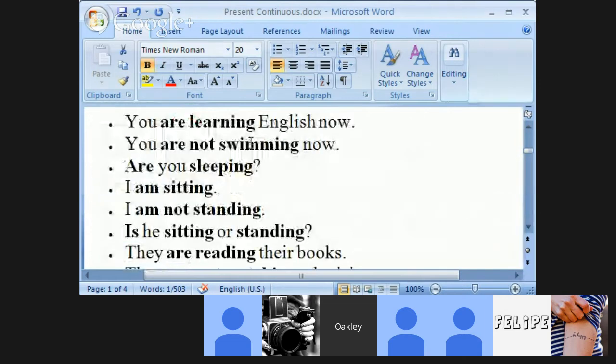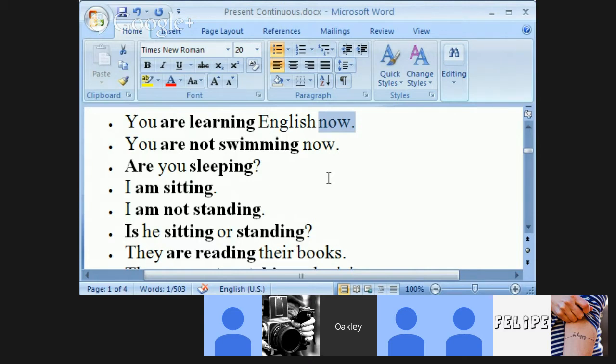To talk about actions happening in a photograph, we use this same usage. For example, you are learning English now, or I hope you are. In the negative, you are not swimming now, or I hope you're not. Although if you guys want to watch a verbal in class and swim at the same time, you're perfectly welcome to do so. Just don't electrocute yourself. Are you sleeping? I hope not. Okay, very simple.